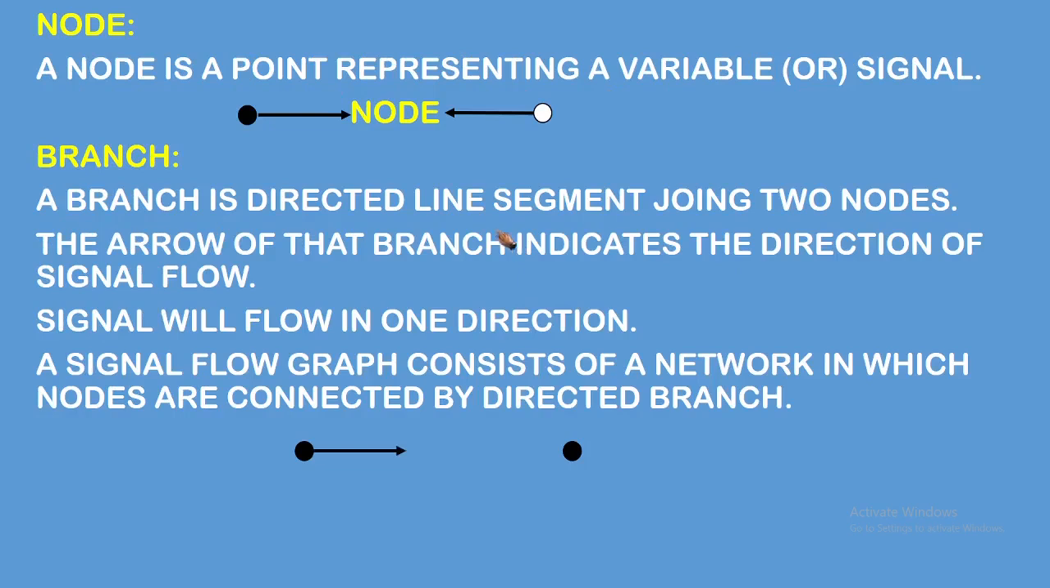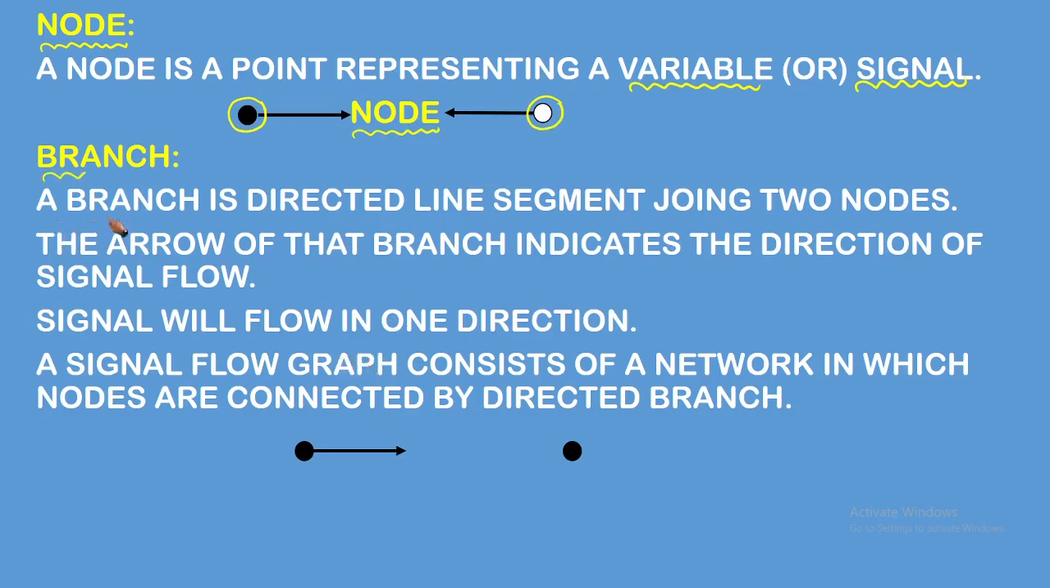See, this is called the node. I am starting with the node. What is the meaning of the node here? A node is a point representing a variable or signal. Whenever you are representing a variable or a signal, we are going to use a node. A node is normally represented with a thick black circle, or it may be a thick white circle. Both may be used for the representation of the node.